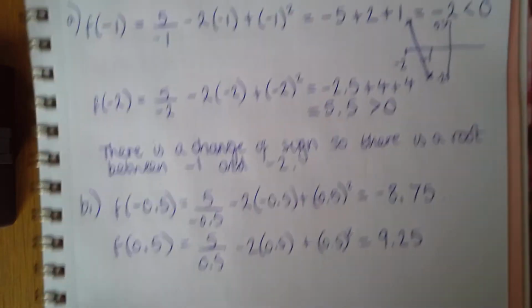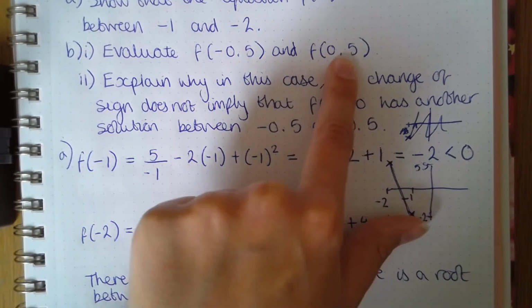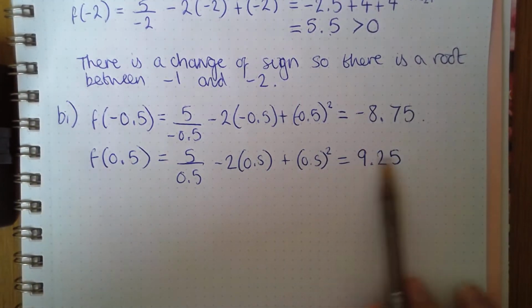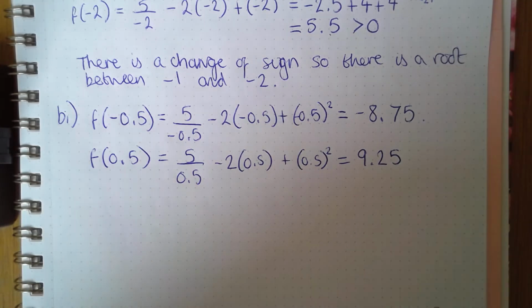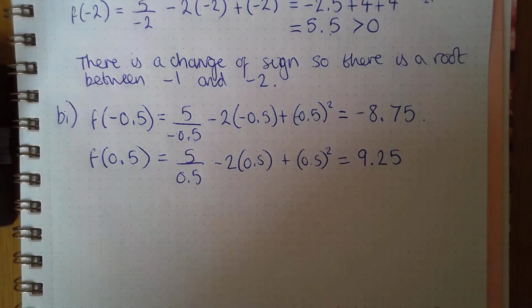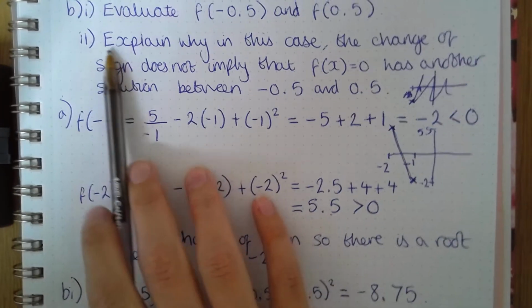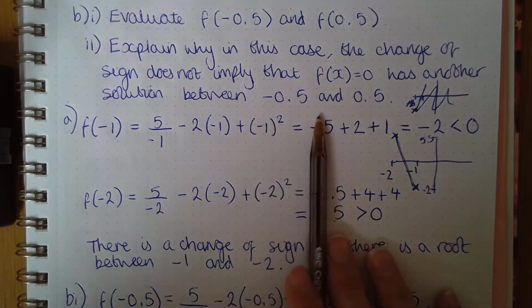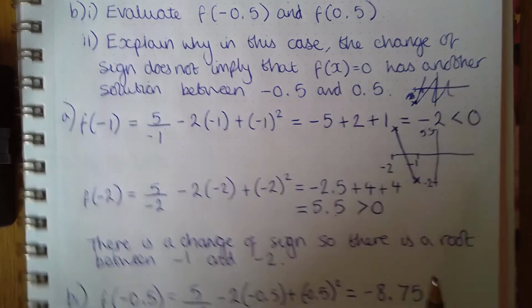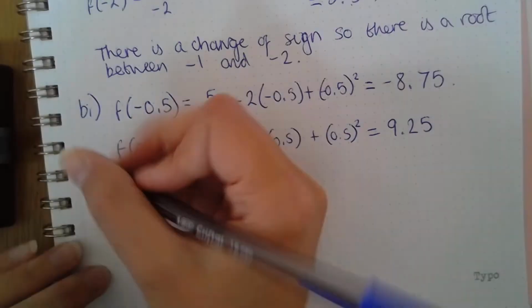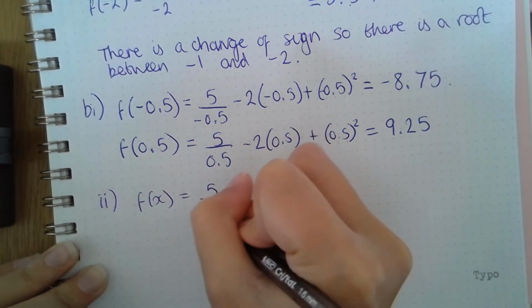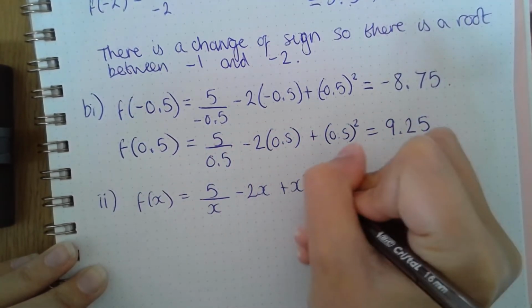Okay, so they've asked you to evaluate it at -0.5 and 0.5. And we can see that there's been a change of sign again. We can see that this is negative and this is positive. Okay, so there has been a change of sign. But part 2 says explain why in this case the change of sign does not imply that there is another solution between -0.5 and 0.5. So if we have a look, our f of x, so this is part 2, is 5 over x take 2x plus x squared.